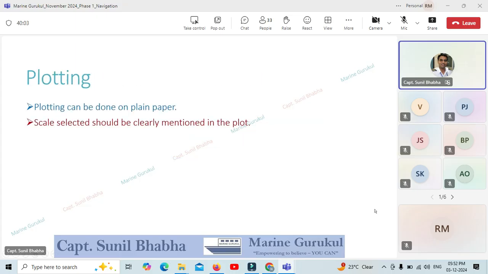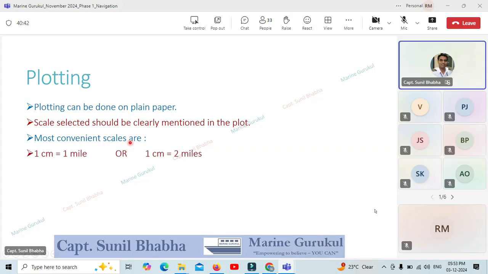Now going a little further in plotting, the plotting can be done on plain paper or, if possible, graph paper. Whatever plot you do, it should be based on a certain scale. To give you an example, the scale could be 1 centimeter equal to 1 nautical mile, or if required, 1 centimeter equal to 2 nautical miles. Whatever scale you select, it should be clearly mentioned in the plot. Without the scale, the plot is meaningless, and it is a very important item to be shown in the plot.